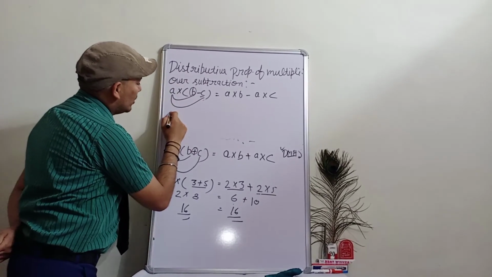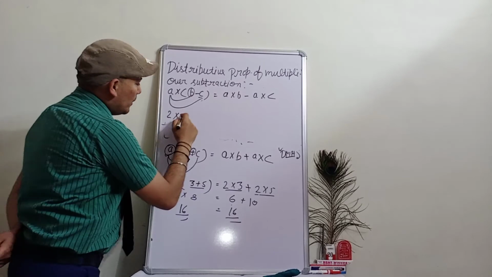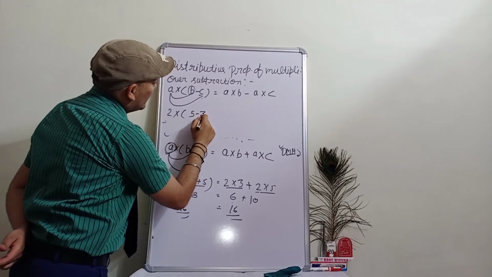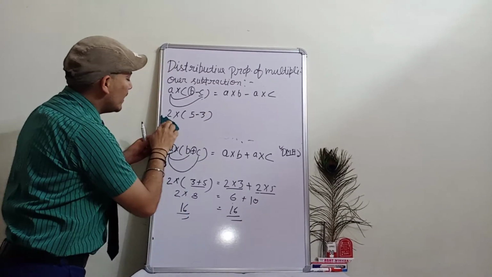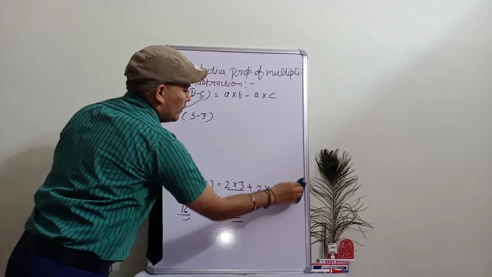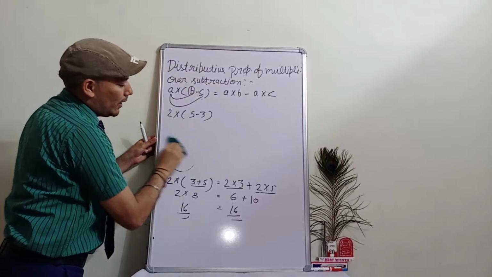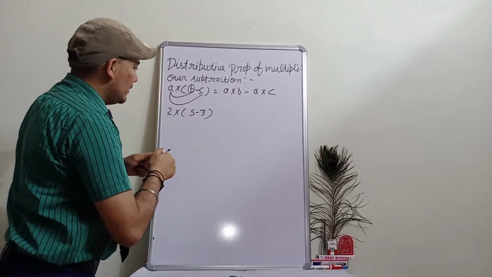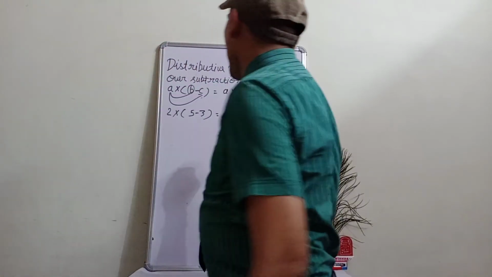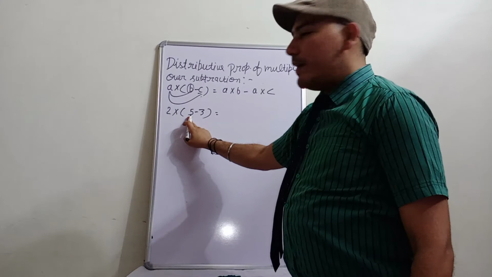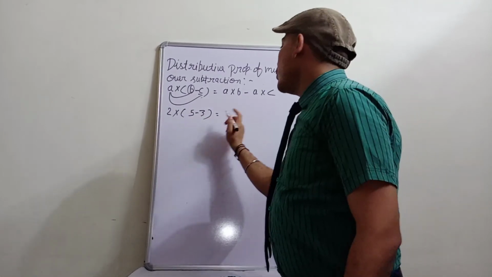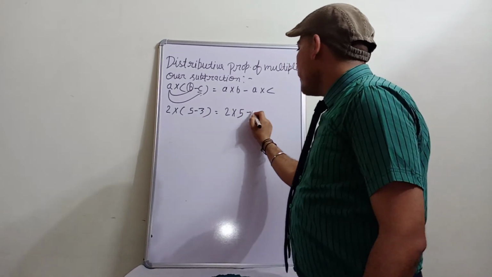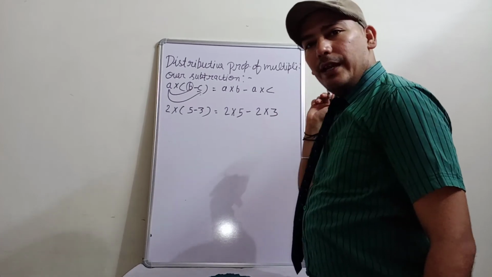So now see, A is equal to 2. Now here we will take B as 5 and C we will take as 3. Because if we do not take the first number B greater than C, then this property will not follow. Clear? Now, according to this property, 2 multiply by 5 and 2 multiply by 3. So 2 into 5, and what sign will come in between them? Minus, 2 into 3. Clear?